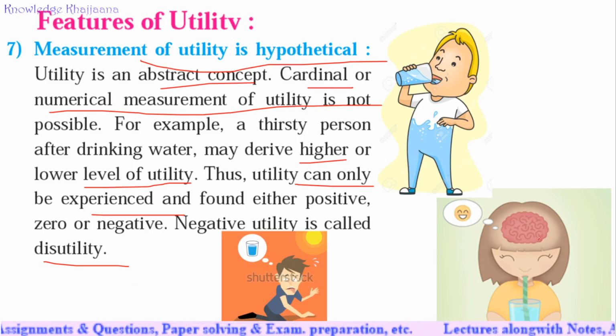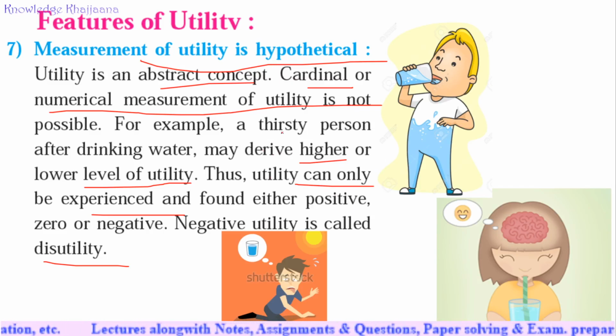See another example. This girl is drinking some water. And what is there in her brain? See, her brain gives the signal of happiness. After drinking this, the brain is happy, pleasure, because it gives positive utility. So measurement of utility cannot be done in terms of numbers. Why? Utility is an intangible thing, right? It cannot be touched, cannot be seen. It has ordinal measurements. It can only be experienced.